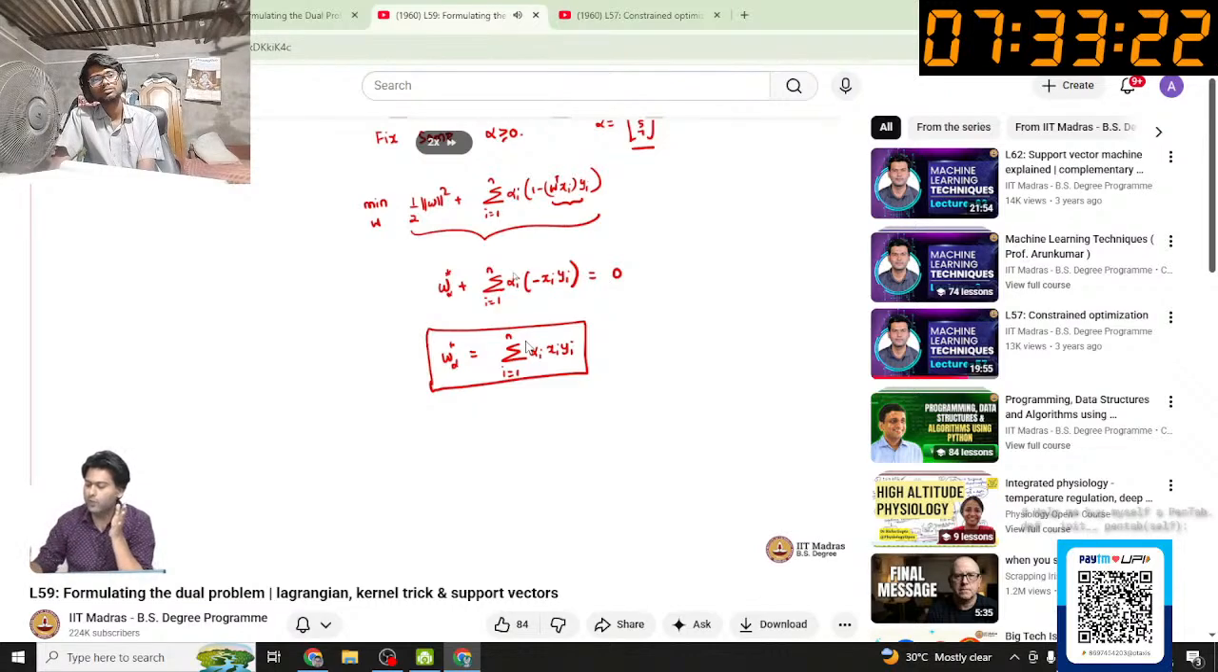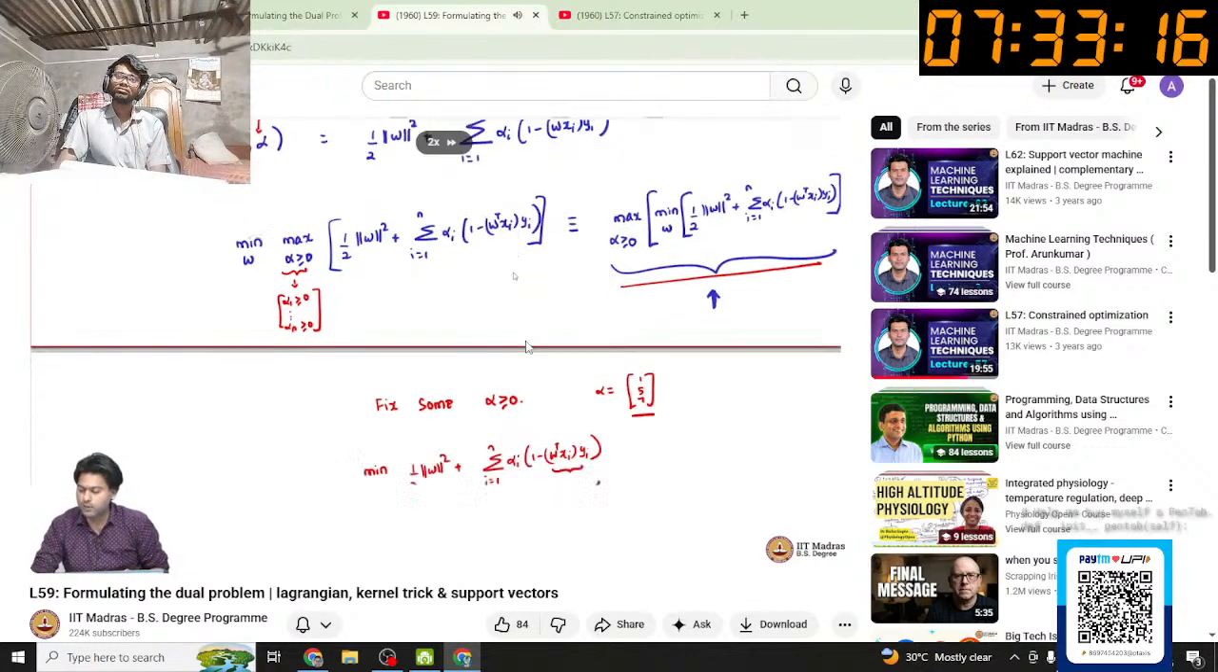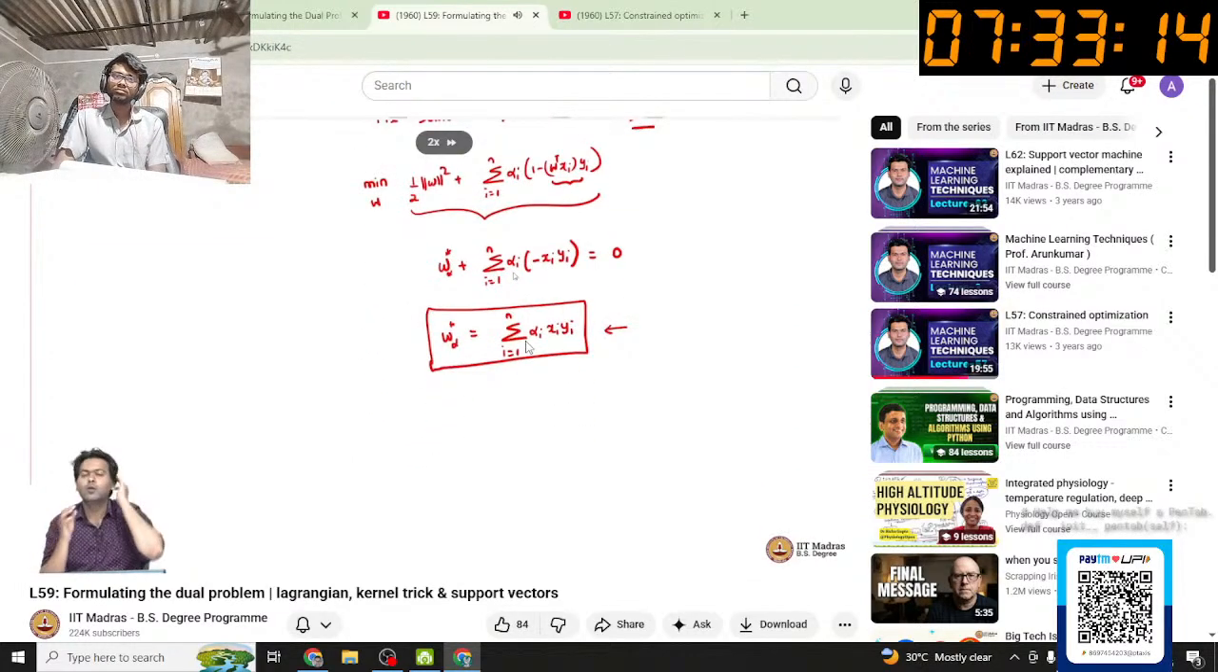What is this telling us? We wanted to solve this max min problem right here. Now the moment I fix an alpha, the w has a functional form that depends on this alpha, and it is a nice functional form. The w that is best for the alpha that I give you is just linearly combining my data points with alpha. So it's just the sum over i equals 1 to n of alpha i xi yi.